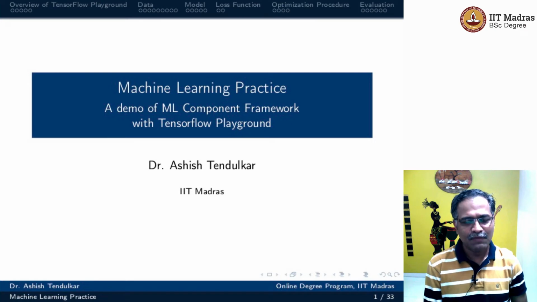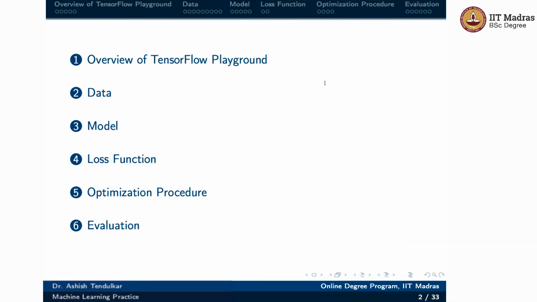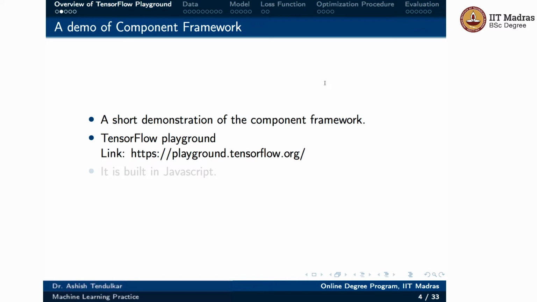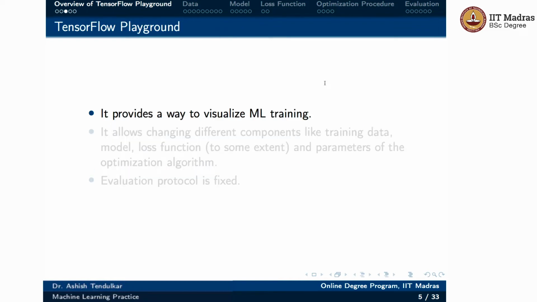In this video, we'll give a demonstration of machine learning component framework with TensorFlow Playground. We'll give an overview of TensorFlow Playground in this video. The TensorFlow Playground can be accessed from the following URL: playground.tensorflow.org. It is built in JavaScript. It provides a way to visualize machine learning training.